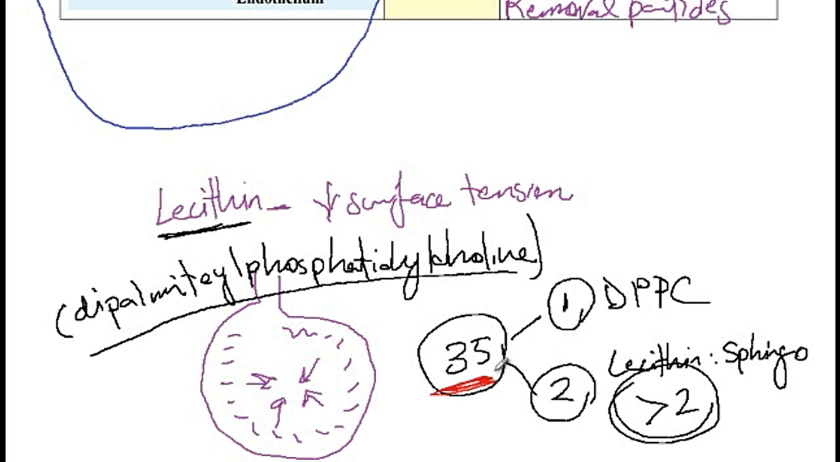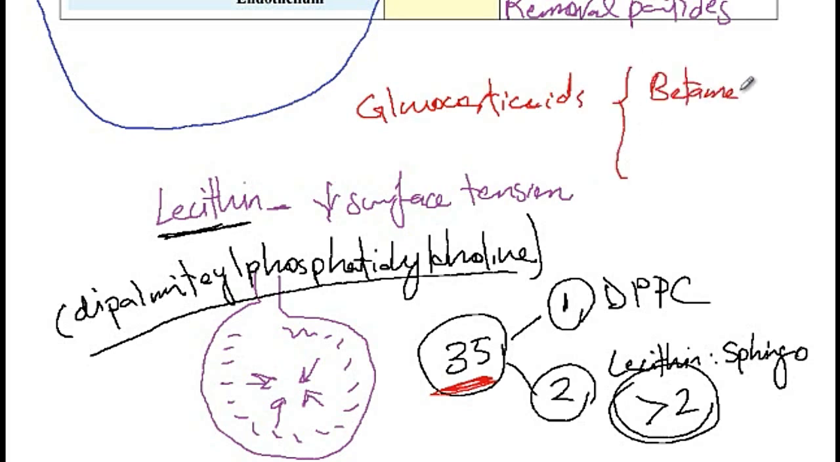And what you can do to enhance the maturity of the lung and the production of the surfactant is to inject the mother with glucocorticoids such as betamethasone or dexamethasone, and it will enhance the production of the surfactant, and thus fetal lung maturity would be enhanced.